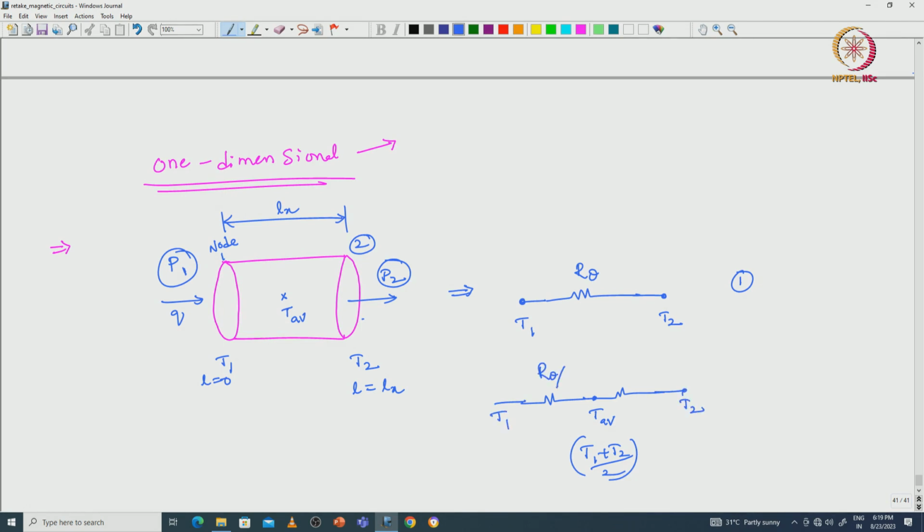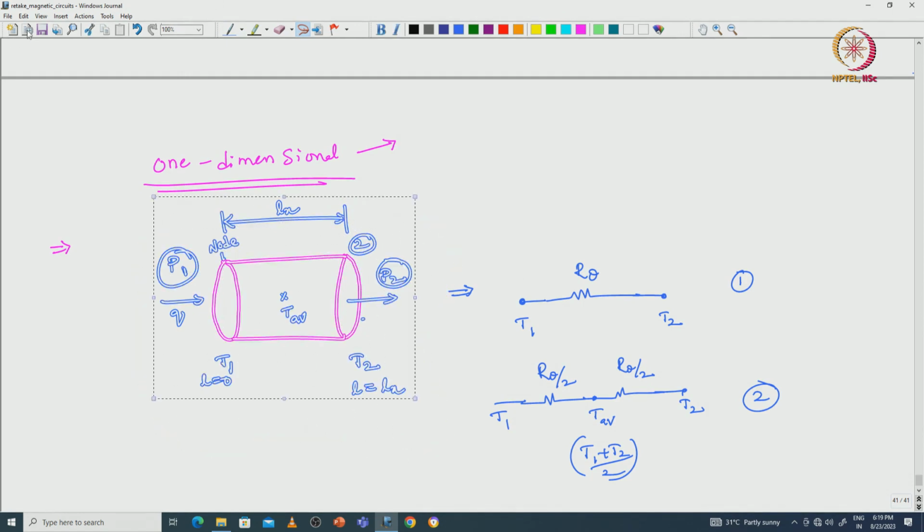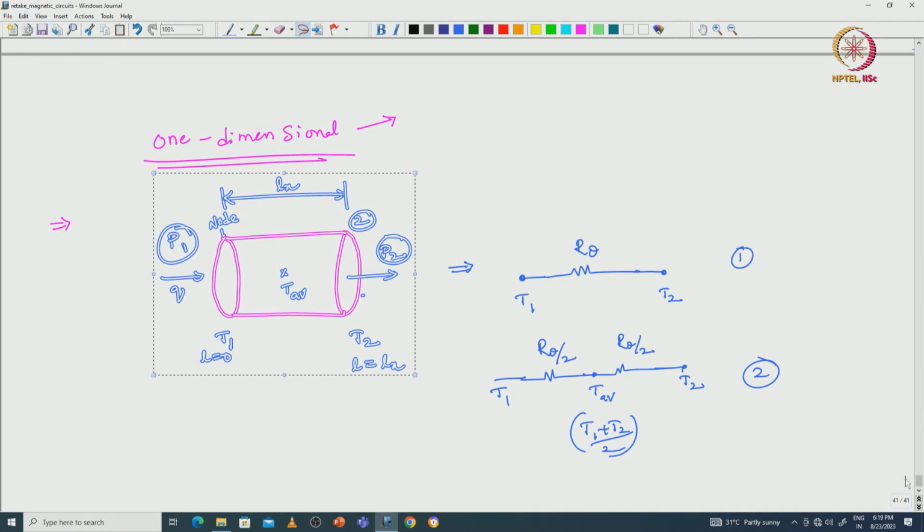The thermal resistance for a uniform heat distributed cylindrical structure, and the resistance also I can make it equally half-half. So R theta by 2 and R theta by 2. This is basic building block 2, under the assumption that there is no heat generating source. So these two are the basic building blocks.